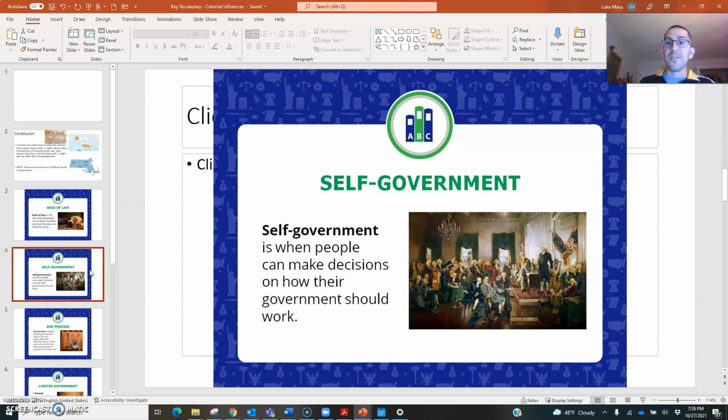Next, we have the idea of self-government. That's when the people can make decisions on how government should work. So basically the idea of self, like myself, I could participate in making decisions for government. That means that we, the people, have the ability to influence how our country's government works or how our government works at different levels, as we'll see later.